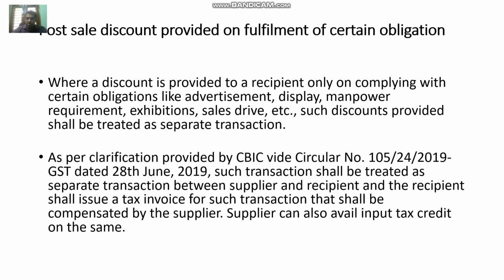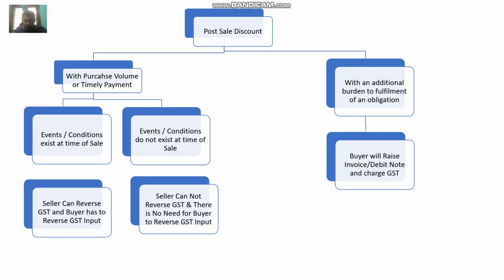And sometimes there are some discounts on fulfillment of obligation, like some sale drive has to be made by the buyer or he has to run some advertisement. In these cases the supplier cannot send a credit note to the buyer, and buyer has to raise a separate invoice for these activities and he has to charge GST on this. Here this activity of some obligation is taken as a different transaction, and in this transaction the buyer is providing some service to the supplier, and then supplier has option to get the GST input against this.